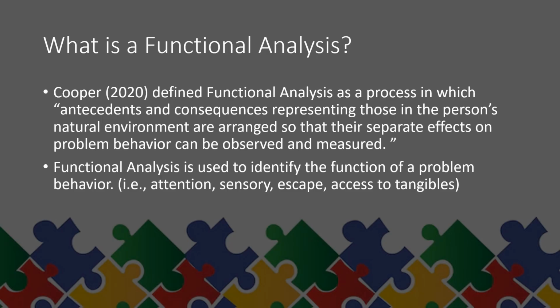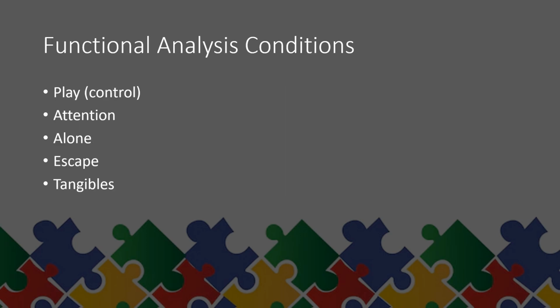So what exactly is a functional analysis? Cooper defined functional analysis as a process in which antecedents and consequences representing those of a person's natural environment are arranged so that their separate effects on problem behavior can be observed and measured. To put into simpler terms, functional analysis is used to identify the function of a problem behavior. The functional analysis conditions include the play or control condition, attention, alone, escape, and tangibles.